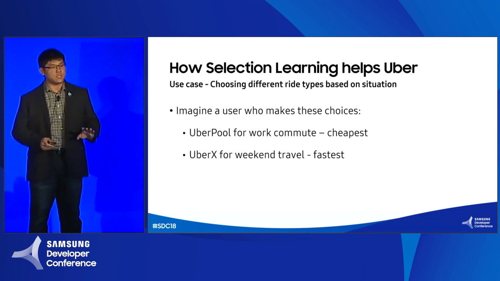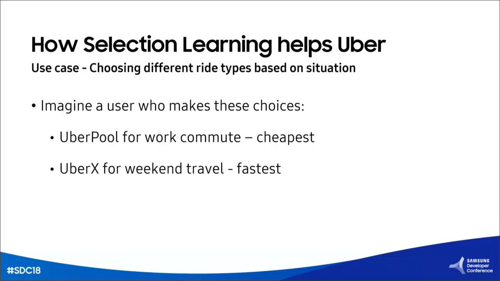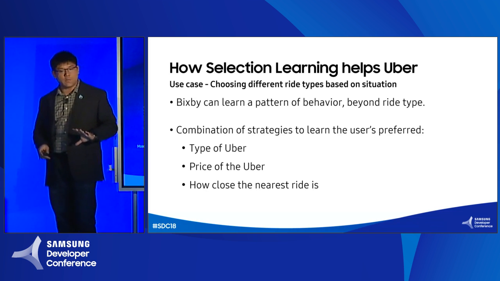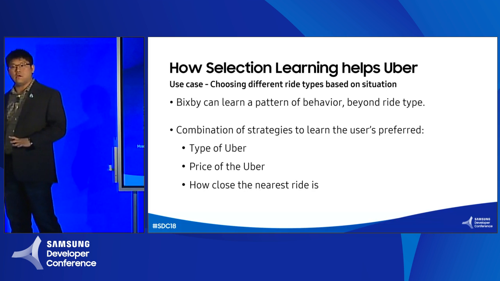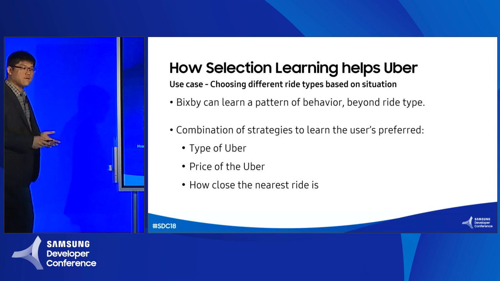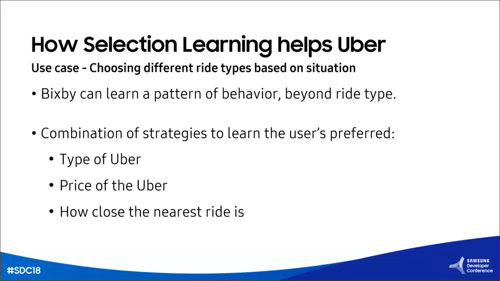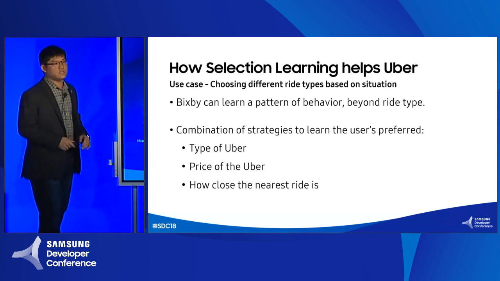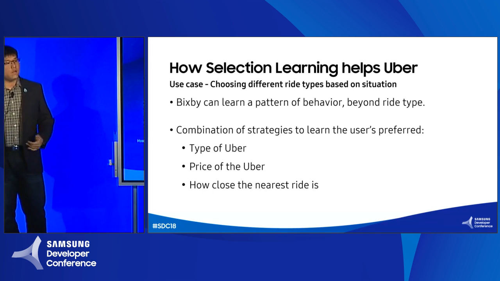Now imagine a user that makes these choices. They take an Uber pool for the work commute because it's the cheapest, and then Uber X for weekend travel, perhaps because it's the fastest. But Bixby can actually learn a pattern of behavior beyond the ride type so that, for example, if the fastest ride available is not the usual type that the user chooses, we can still pick the fastest ride type for the user automatically. This relies on a combination of strategies, such as the type of Uber, the simplest one, but also the price of the Uber and how close the nearest ride is. And you can think of other strategies too, like how long the ride is and many other things.